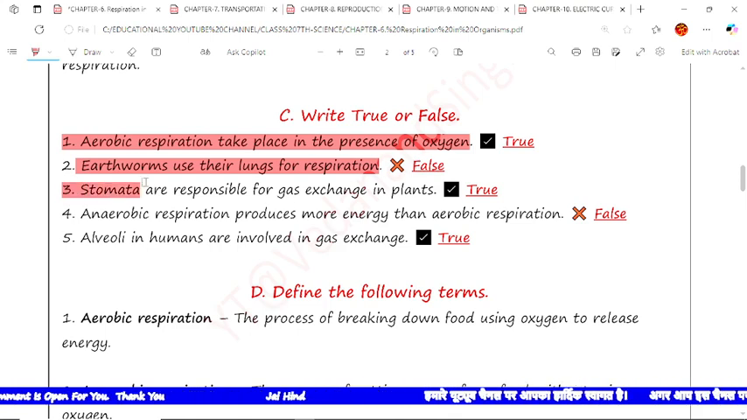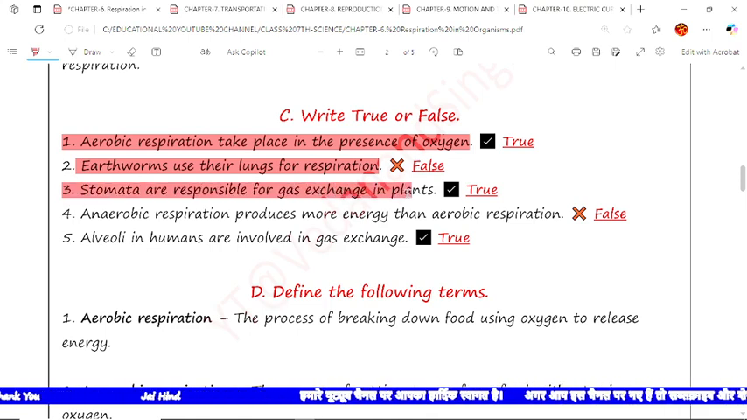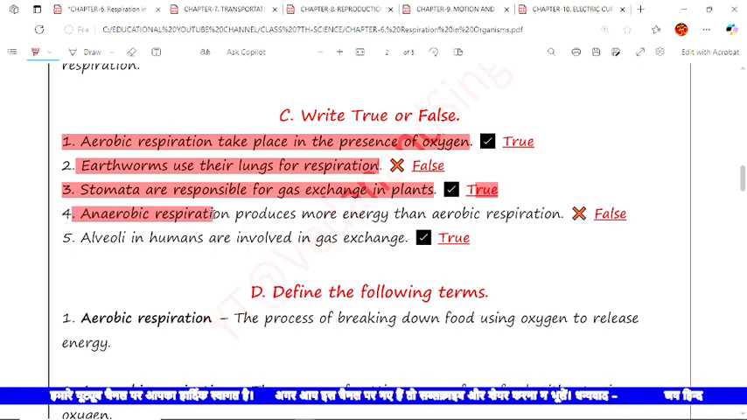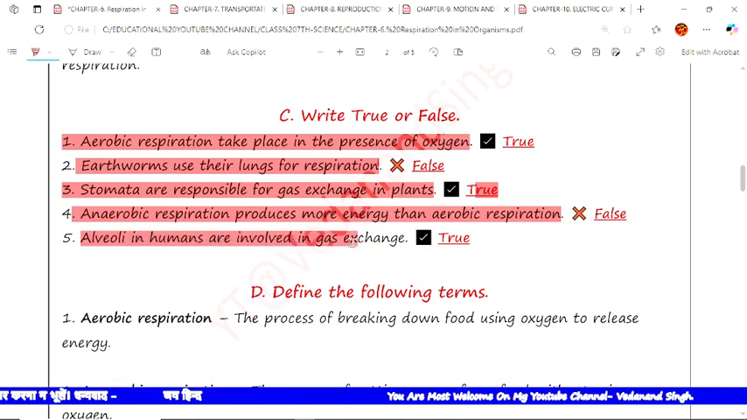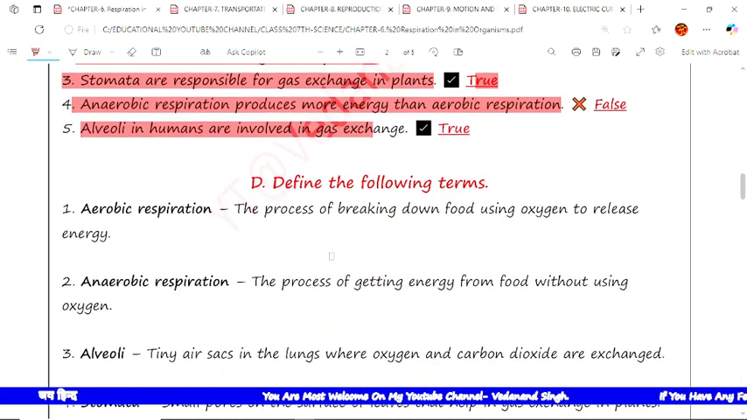Now the next is, stomata is responsible for exchange of gas in plants. Yes, this is true. The next question is, anaerobic respiration produces more energy than aerobic respiration. No, that is false. The alveoli in humans are involved in gas exchange. Yes, this is true.